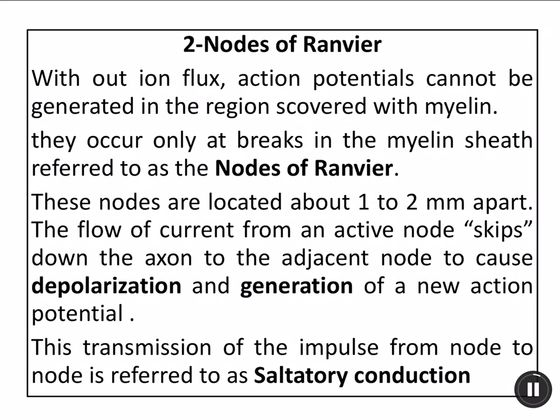Another factor that affects transmission or propagation or conduction is the nodes of Ranvier. Nodes of Ranvier are without myelin sheath. So the action potential takes place at the nodes of Ranvier. This gives the jumping of the ions at this site and gives the potency for the action potential. This phenomenon is called saltatory conduction.